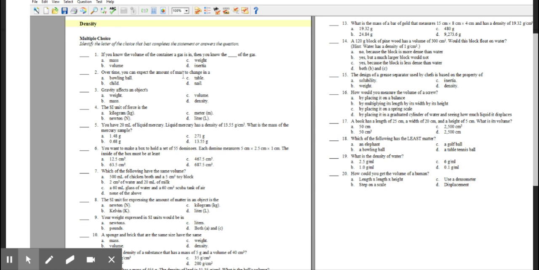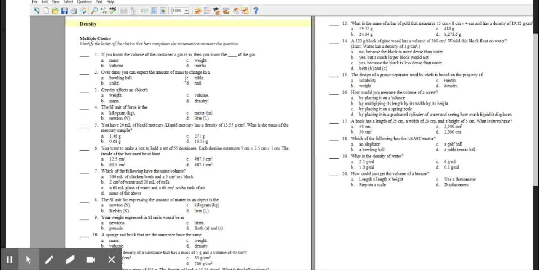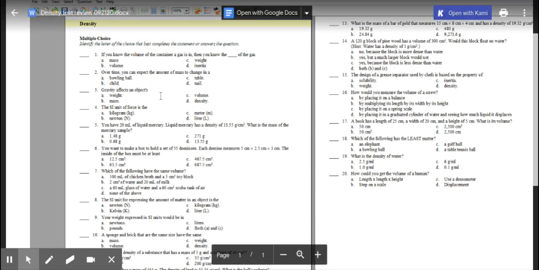Mass is matter. It's the amount of matter. And those are the two things. These two things, volume and mass, are used in the equation for density that you've been practicing with. So over time, you can expect the mass, the amount of matter, to change in a child, B.